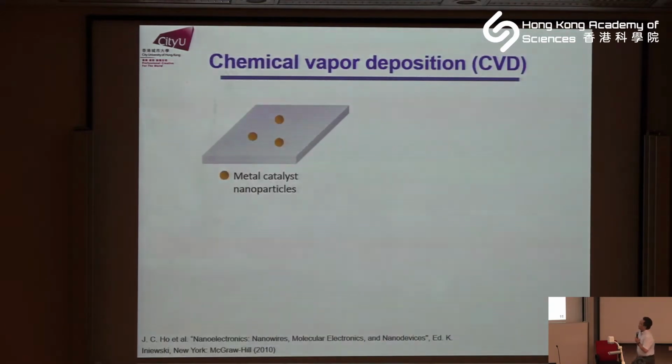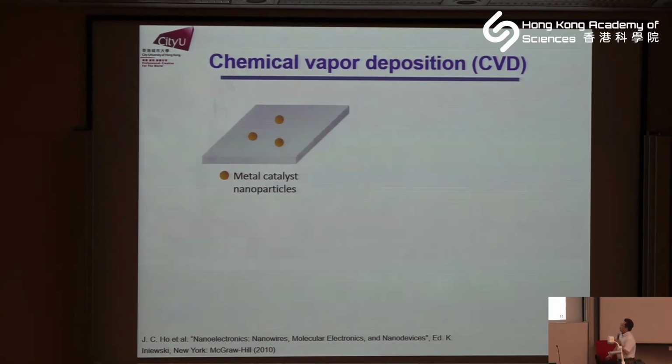So this is what we call chemical vapor deposition. As you can see, first we have to define the dimensions of the material by the metal catalyst. Right now what we want to do is grow nanowires. What nanowires mean is like a wire. However, the diameter of the wire is in the nanoscale. That means the diameter can be as small as a couple nanometers, 10 nanometers, or 20 nanometers.